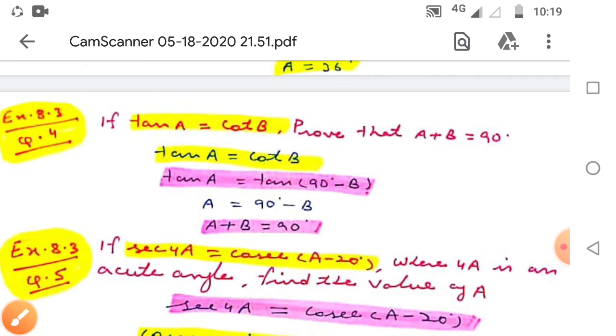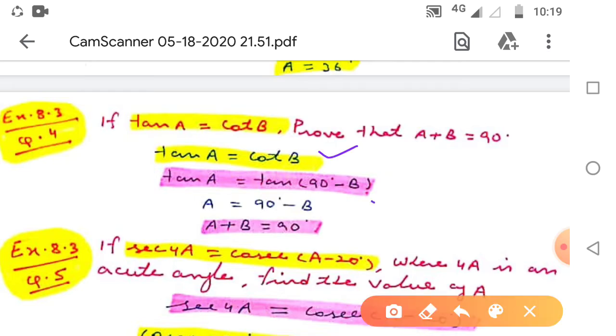So look here now. After converting this cot b into tan(90 minus b), on the left hand side we have tangent, on the right hand side we have tangent. So we can compare the angles. That is, this angle a is equal to 90 minus b. So a is equal to 90 minus b. So a plus b is equal to 90.